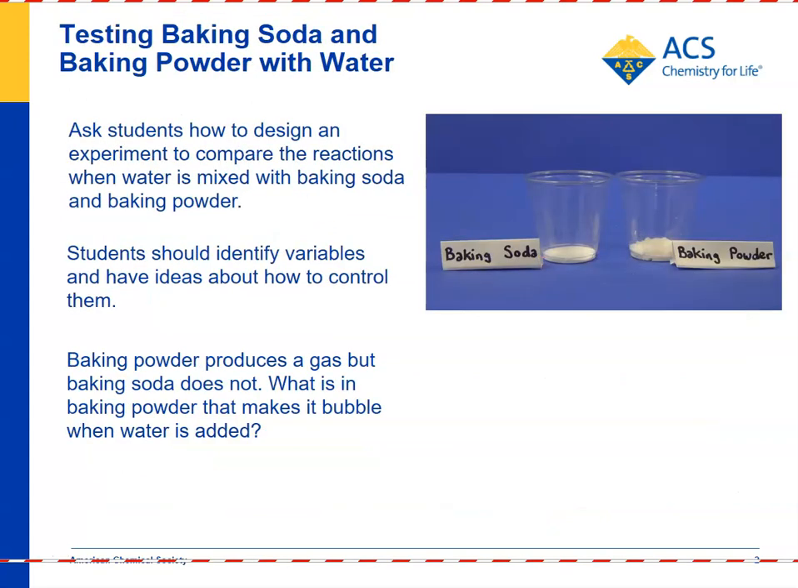Now in this lesson, you'll help students design a fair test to see if baking soda or baking powder bubbles when water is added. So, of course, they use the same amount of baking soda and baking powder in two separate cups and add the same amount of water. In this case, the water has 1 drop of detergent solution in it so that any bubbling will last longer. And students see that the baking powder bubbles with water added, but the baking soda does not. So the question is why?